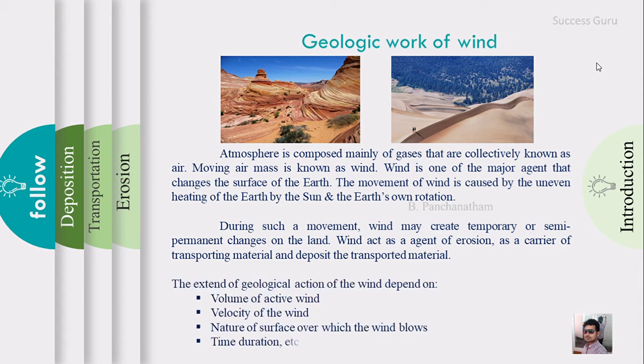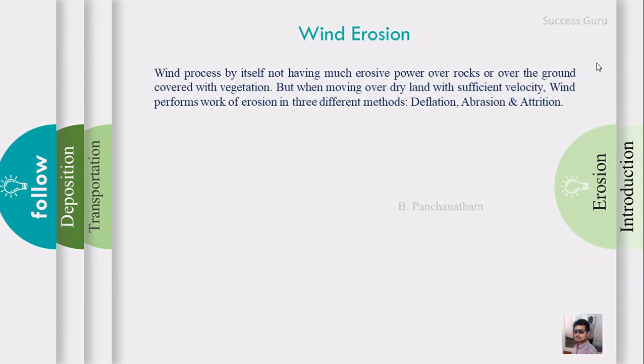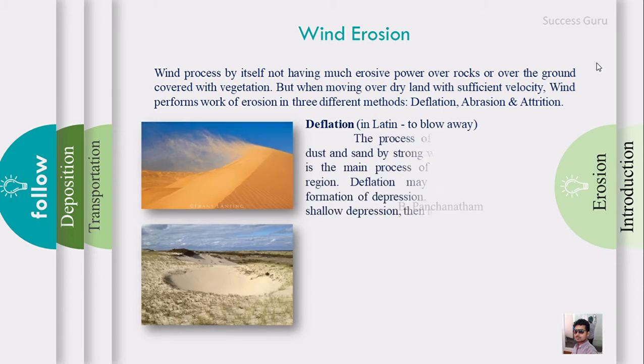The extent of geological action of the wind depends on the volume of the acting wind, the velocity of the wind, the nature of the surface over which the wind blows, the time duration, etc. So let us see the action of wind as an eroding agent. Wind by itself does not have much erosive power over rocks or even ground covered with vegetation. But when moving over dry land with sufficient velocity, wind performs the work of erosion in three different methods: deflation, abrasion and attrition. So let us see one after the other.